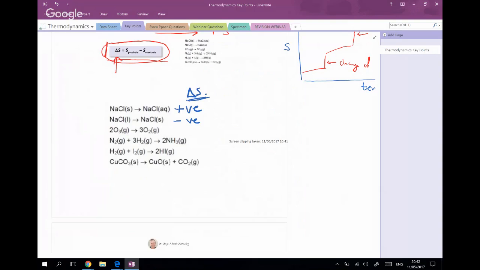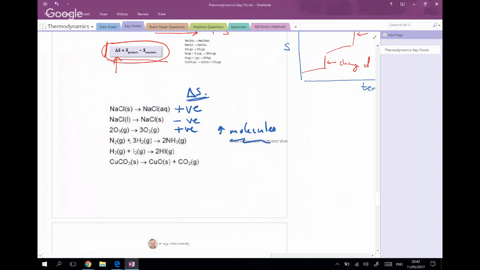Then our next one here, where we've got 2O3 gas to 3O2 gas, where we've not got any change in state. But since we've now got an increase in the number of molecules, the difference between the products minus the reactants would give us a positive entropy change.